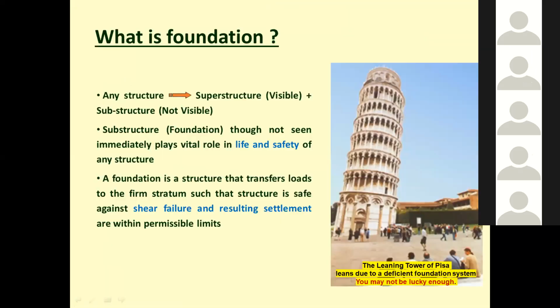Okay, so I start with the first slide. Again, any structure has got two parts, superstructure and substructure. Substructure, that is foundation, though not seen immediately, plays a vital role in life and safety of the structure. A foundation is a structure that transfers load to the firm stratum such that the structure is safe against shear failure and resulting settlement, which should be within permissible limit. When the settlements are not within the permissible limit, the structure may tilt or get inclined, and you may not be as lucky as the constructor of the Pisa Tower, which, being inclined, has become world famous. Next.